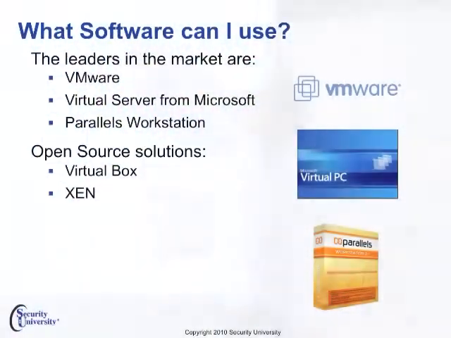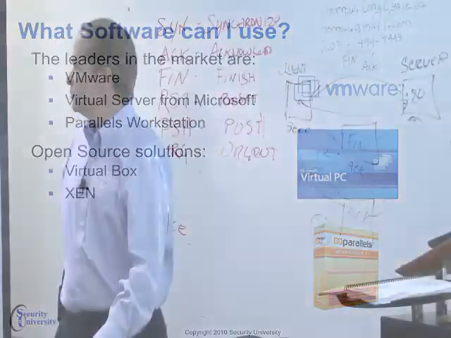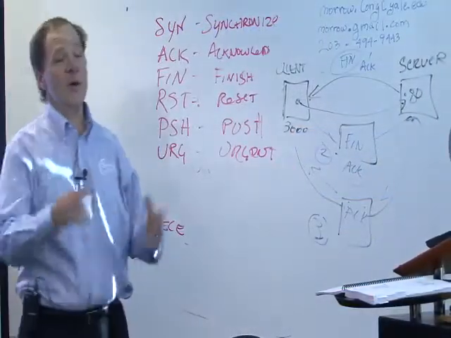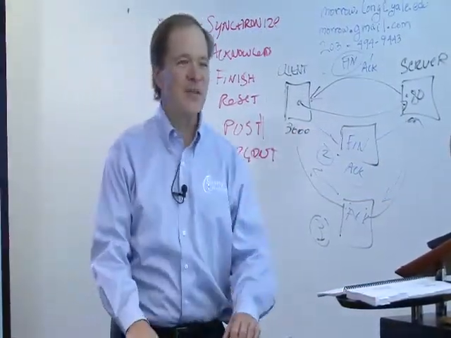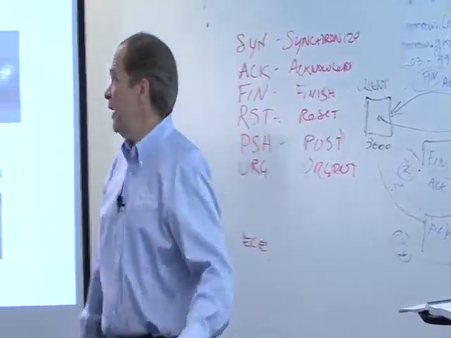We see VMware Virtual Server, also Parallels. Parallels is big in the Mac OS marketplace. I have both Parallels and VMware on my Mac. There's some other ones that are out there as well. So VirtualBox, which has been acquired by Oracle of all people. When they got Sun, they actually got VirtualBox, and Xen as well.